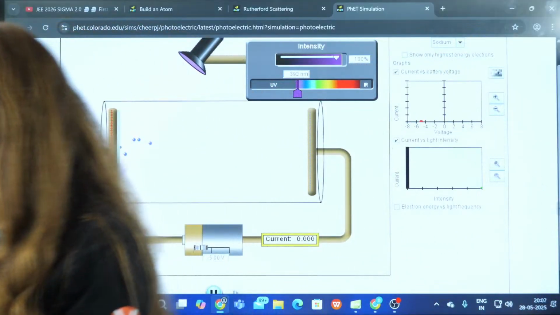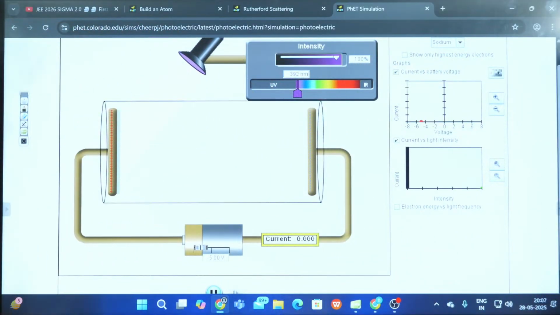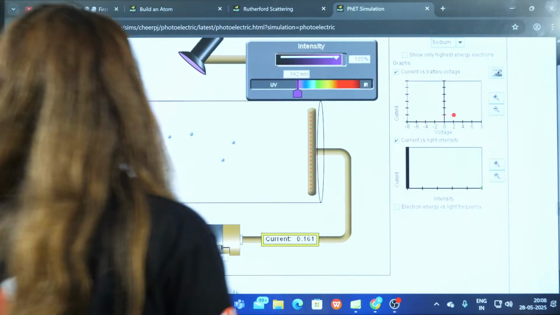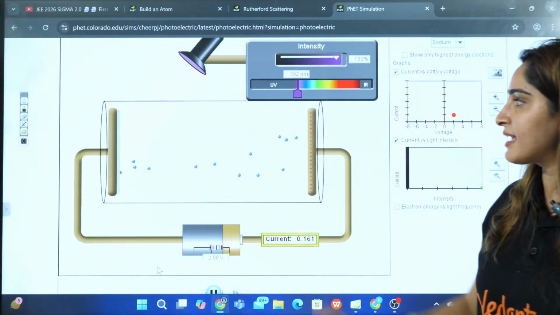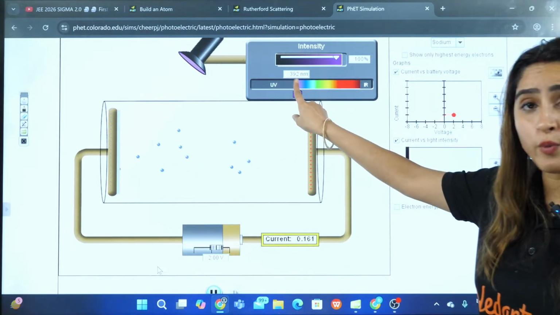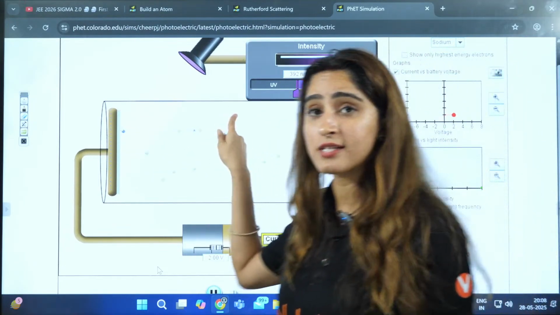Now, if I increase the positive potential, let's say I am increasing up to 5. Okay, firstly I'll increase up to 2 only, right? Let's see what happens now. Current is increasing, right? See, frequency I am not changing. Now I'll increase it to 5.